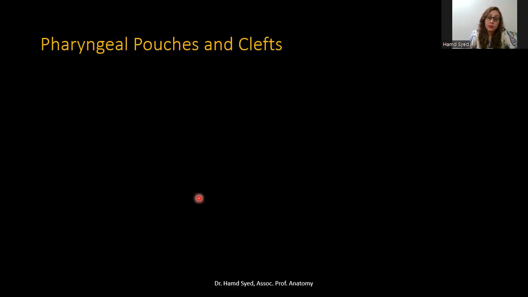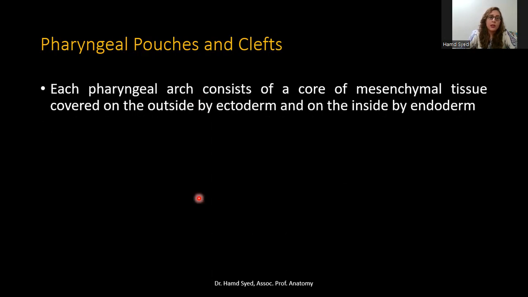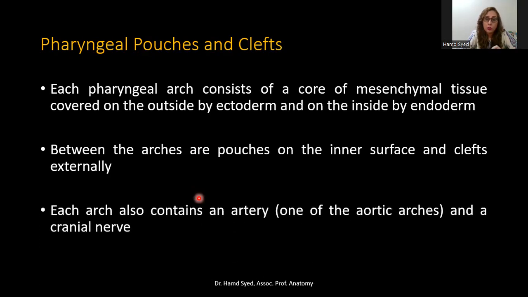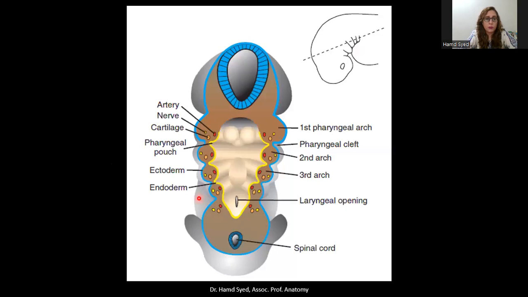Up till now, we were discussing the pharyngeal arches. Now we're going to talk about the pharyngeal pouches and clefts. Each pharyngeal arch, remember, is a core of mesenchymal tissue, which is covered outside by the ectodermal layer, whereas it is lined internally by the endodermal layer. Now, between the pharyngeal arches on the inner surface are the pouches, and externally between the pharyngeal arches are the clefts. Also, each pharyngeal arch has its own artery, which is known as the aortic arch, and it has its own cranial nerve, as we already discussed before.